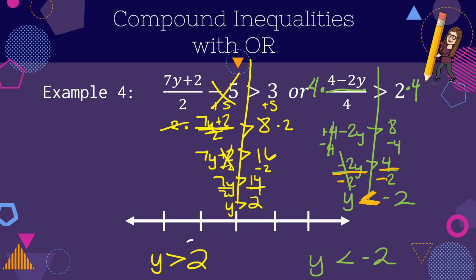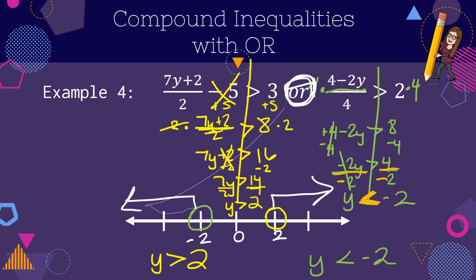So come time for the number line. At negative 2, we're open. At positive 2, we're open. And here's the thing, you guys. You can actually assume if it says or, one's going left, one's going right. They don't overlap, they don't cross.